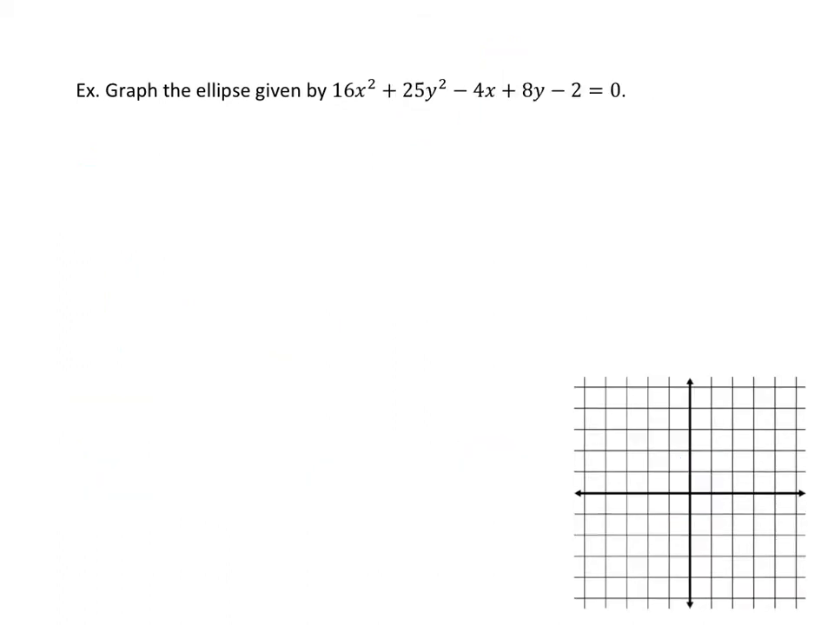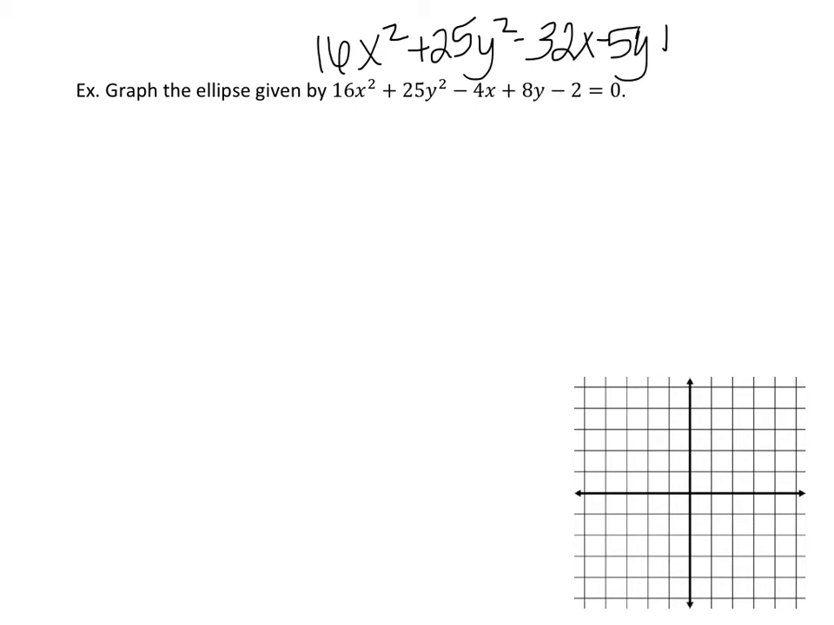Okay, this problem was written wrong. It is 16x squared. It is positive 25y squared, but it is minus 32x minus 50y. Let's try that again.